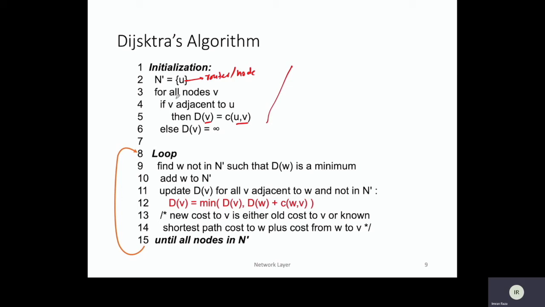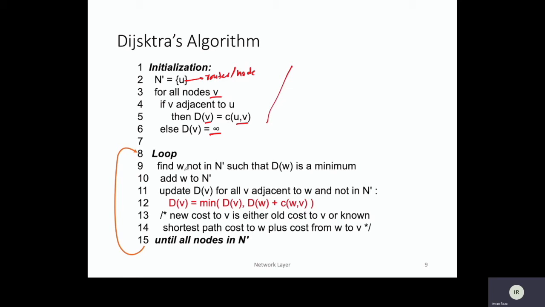So initially, N contains the node where we have started this algorithm, and for all the other nodes V, if V is adjacent to U, means is directly connected to U, is U's neighbor, then dV can be calculated as the cost to reach from U to V, which is known, V being the direct neighbor of U. Else the cost is infinity, right? Is not known. Obviously, we will calculate it once we are in this loop. After this initialization step, we enter into this loop, okay?